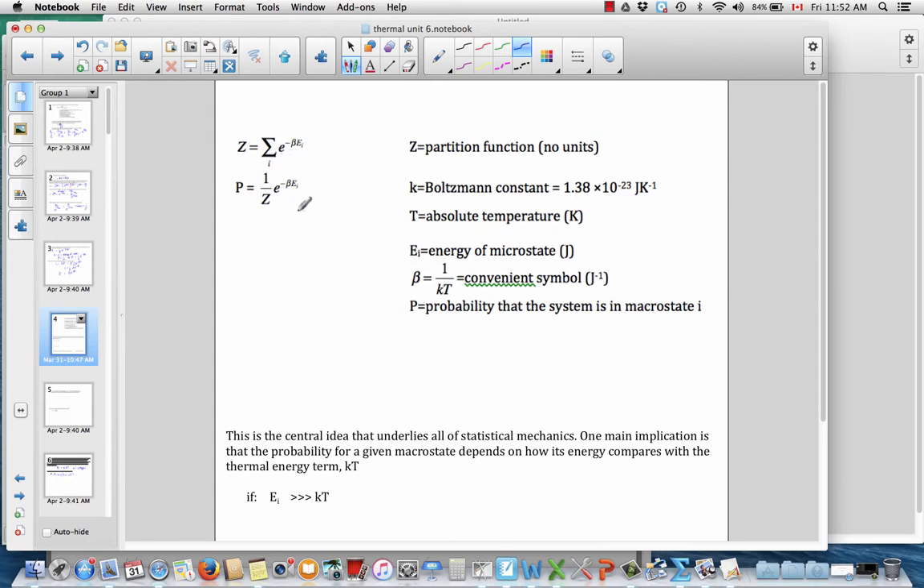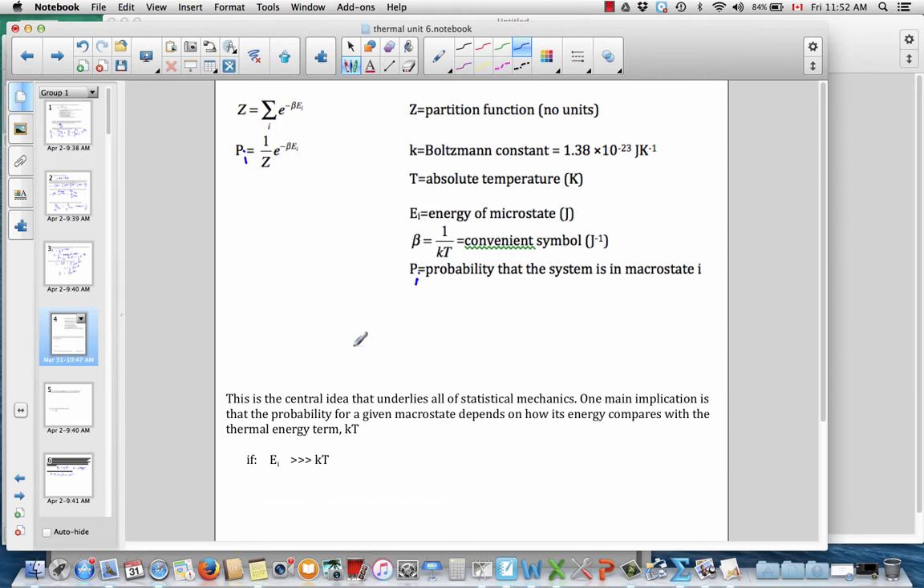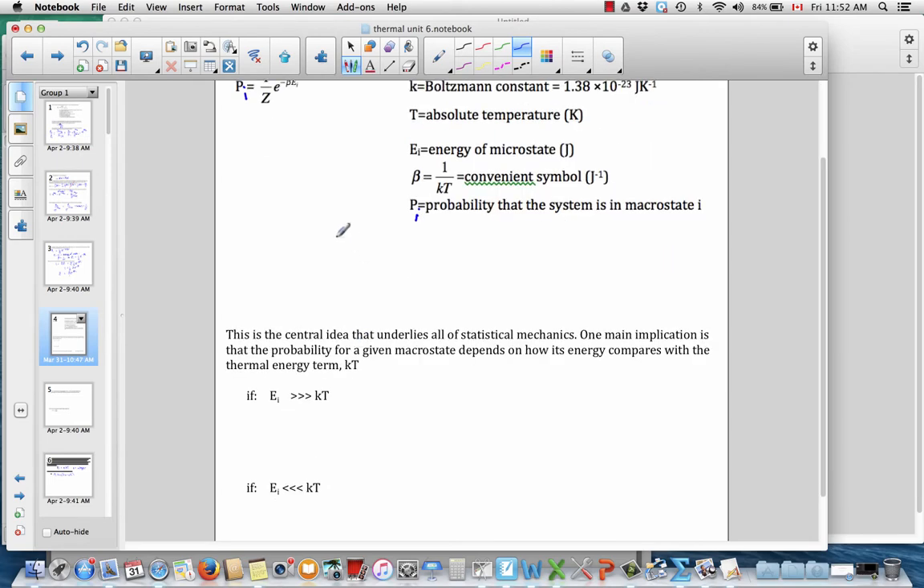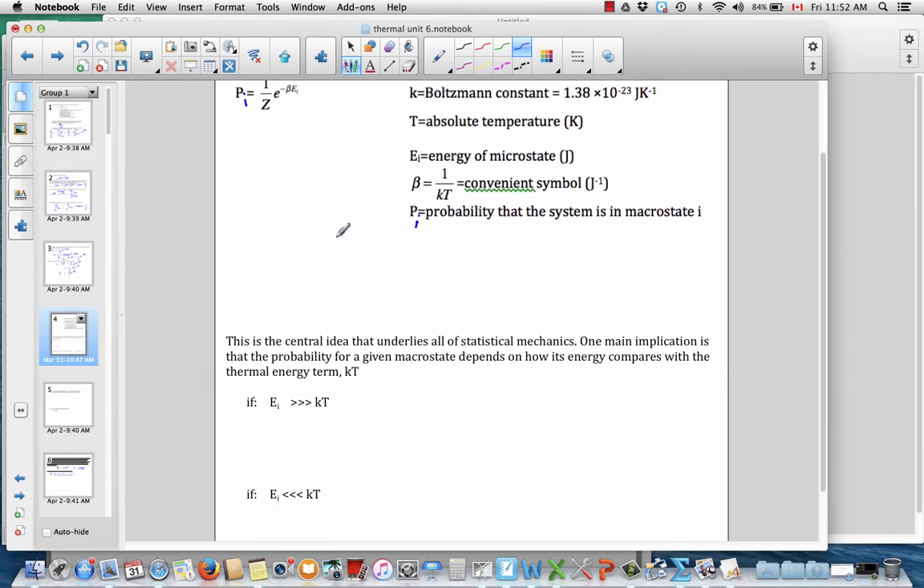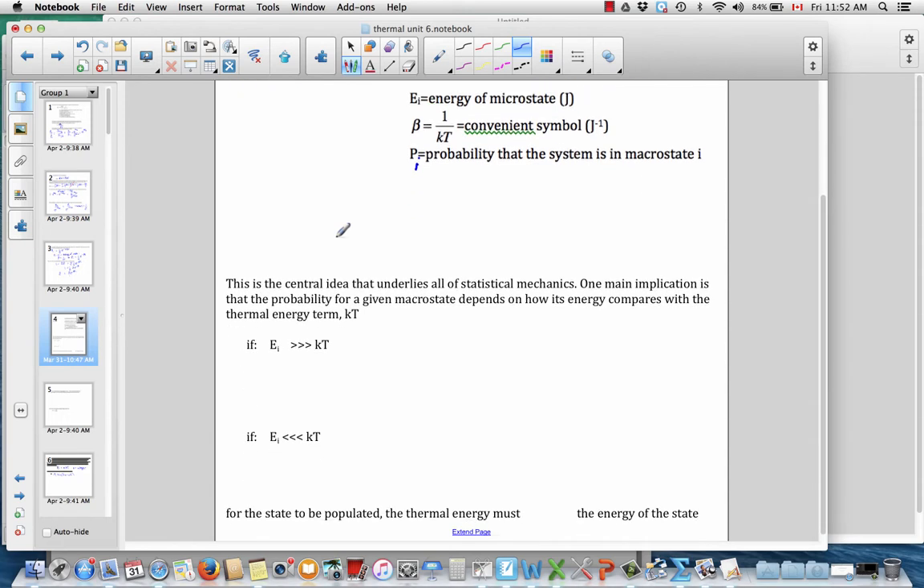It's adding this all up, and the probability of a given state, let's say probability of state i, is still 1 over Z times this exponential function. Now, this is the key fact in statistical mechanics. So the rest of the statistical mechanics course would all be about that.